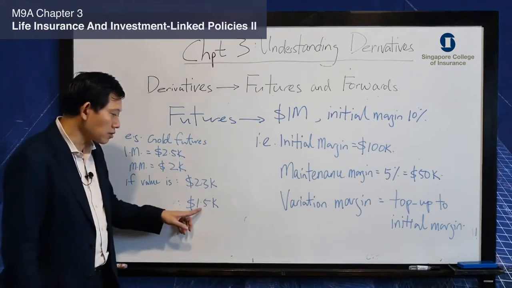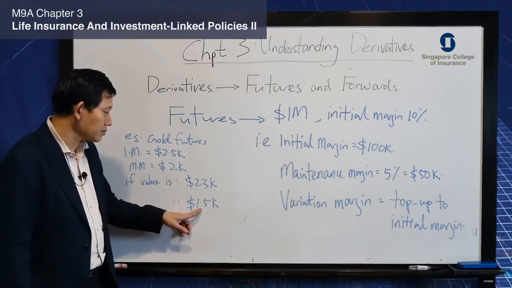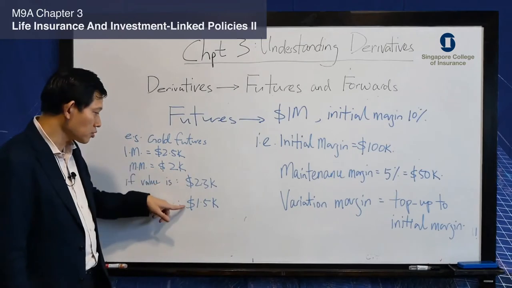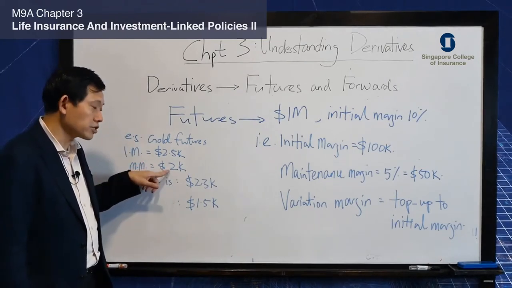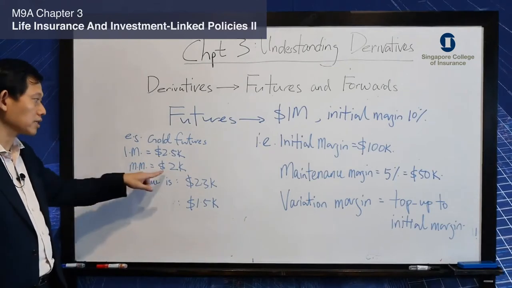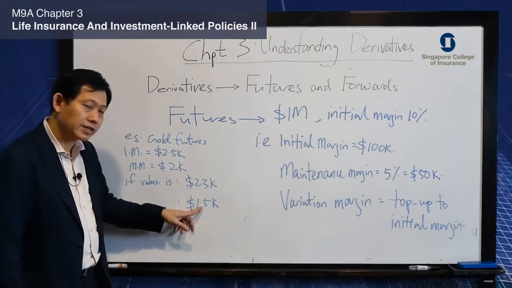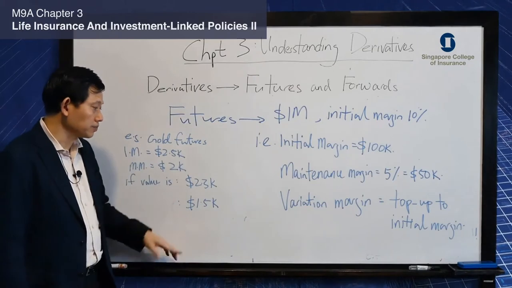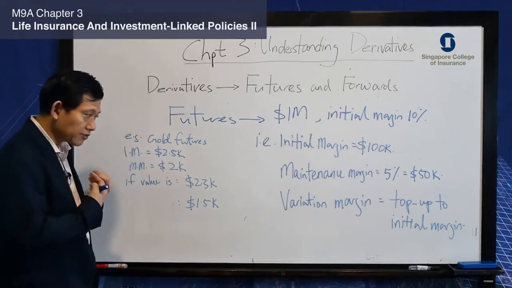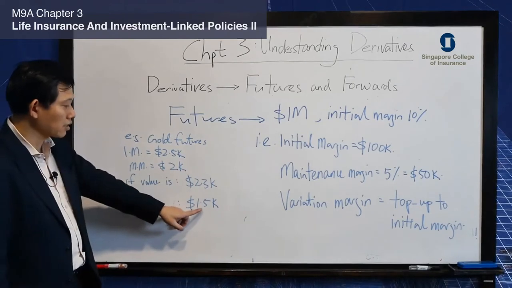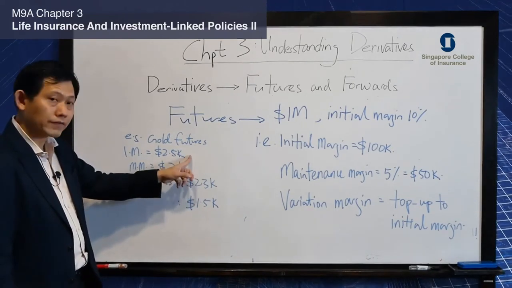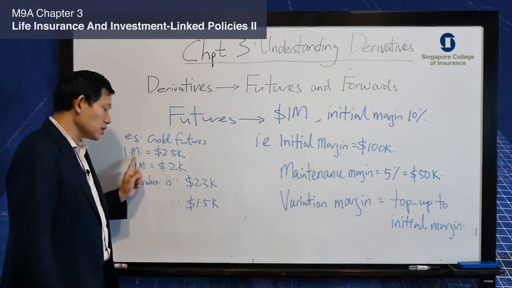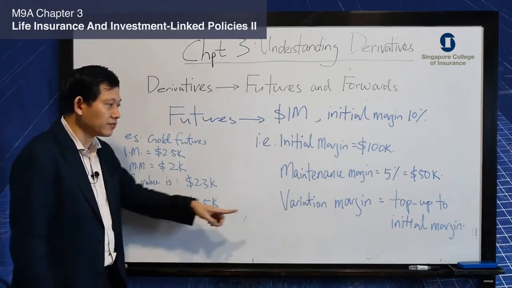The same contract falls to 1,500, 1.5K. The broker's computer will compare this one with the maintenance margin of 2,000. This one falls below the maintenance margin. The broker will trigger off a margin call onto the client to top up from 1.5K all the way to 2.5K. That means on T+2, $1,000 from the investor is required to top up his trading account from 1.5K to 2.5K. The topping up of that additional $1,000 back to the initial margin situation is the variation margin.